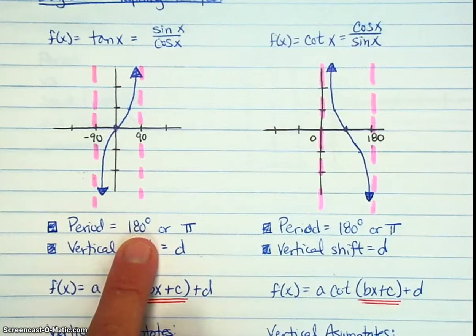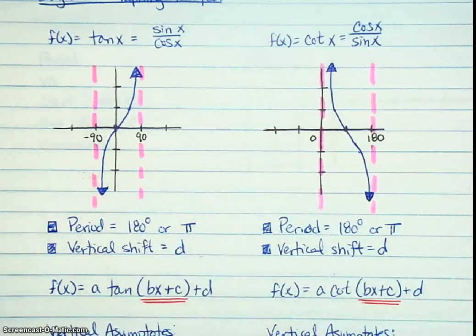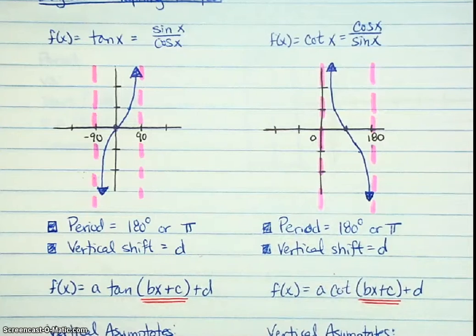A couple other things to note with these graphs is the period is no longer 360. With sine, cosine, secant, and cosecant, we had a period of 360. Now, if we need to find the period, we're going to use 180, or if we're doing radians, we'll use pi. So we will not do 360 divided by b, we'll do 180 divided by b. The vertical shift stayed the same, it is still d, which we will use.